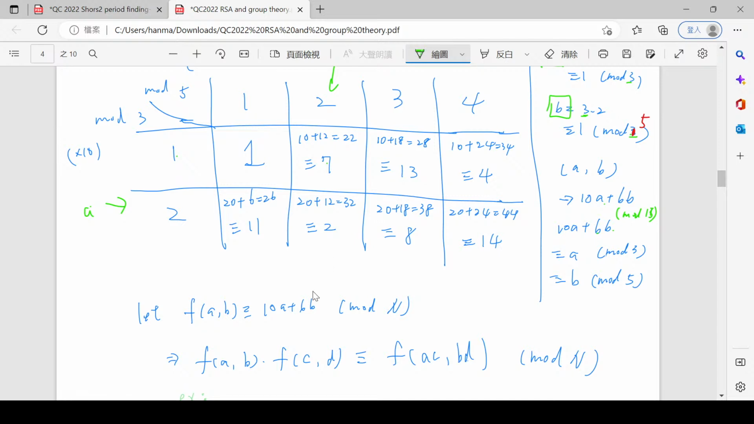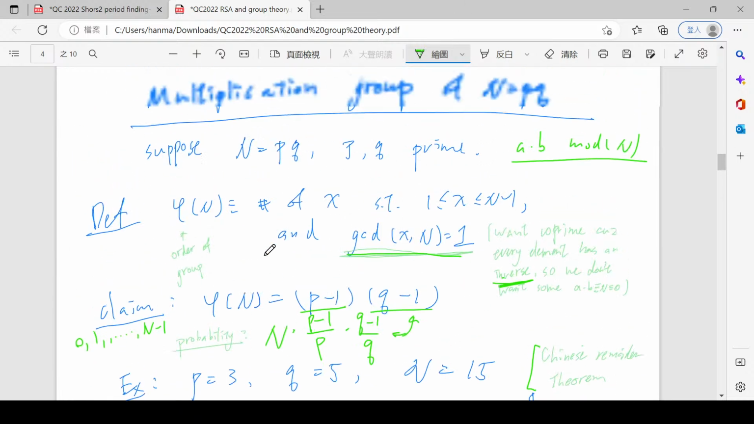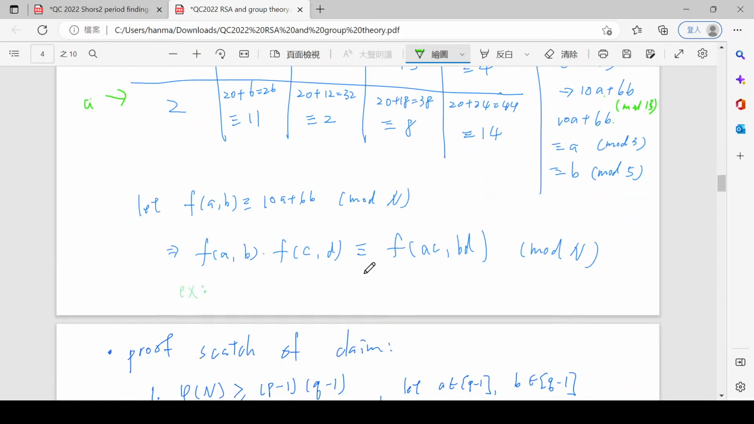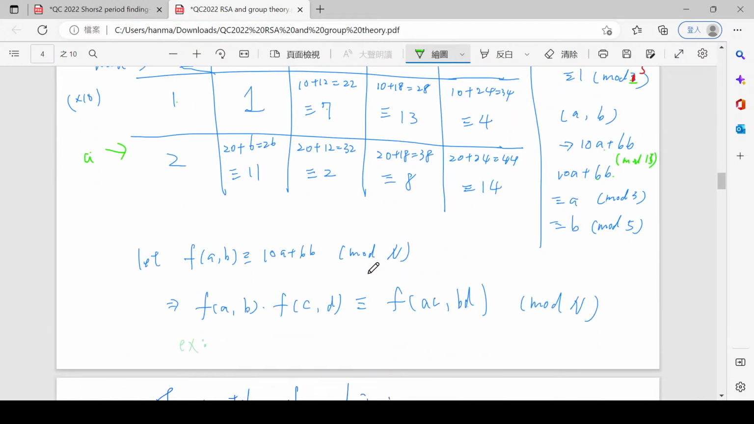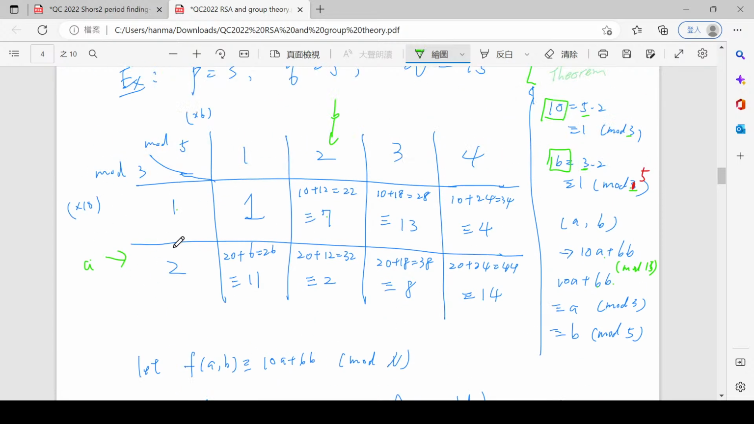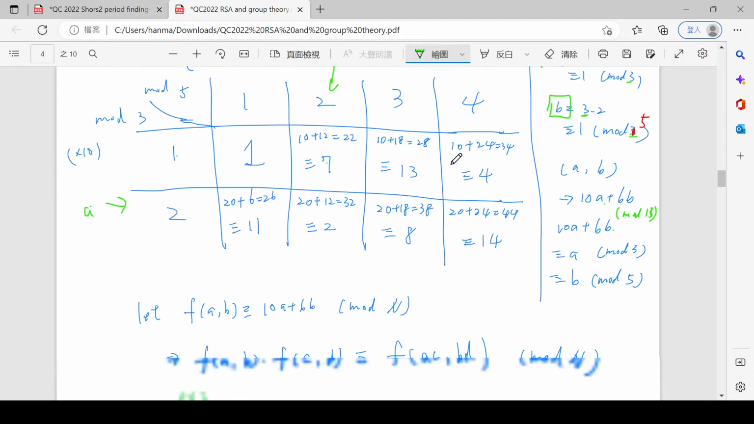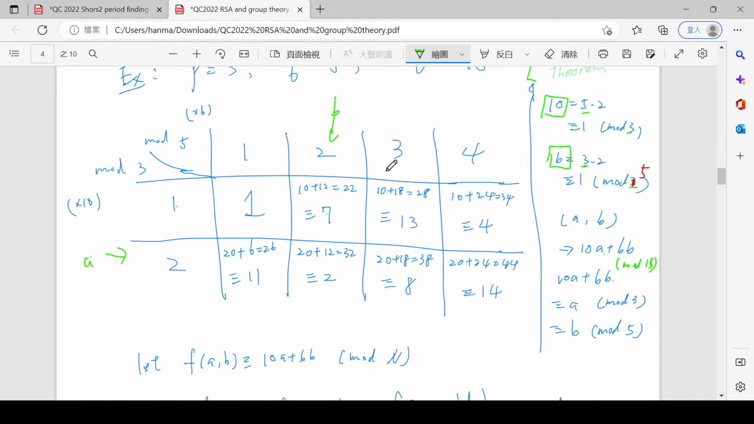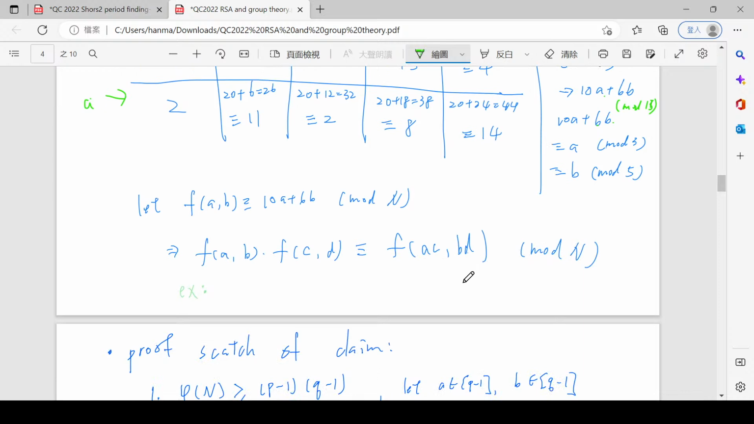So you see that this AB notation for things inside this modular group is actually very useful, because it tells you a lot about the structure of this group. Basically, this mod 3 part and this mod 5 part act independently.